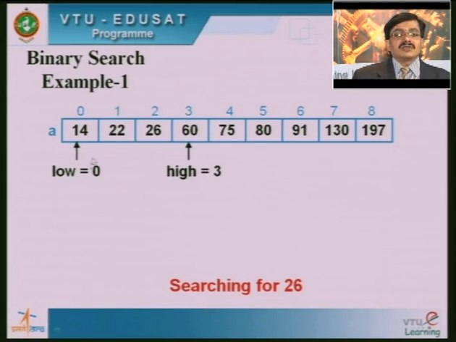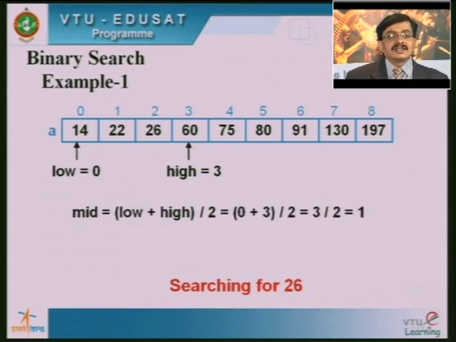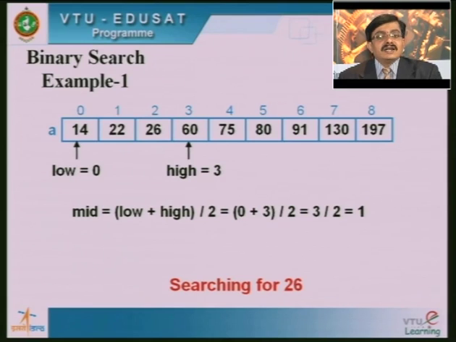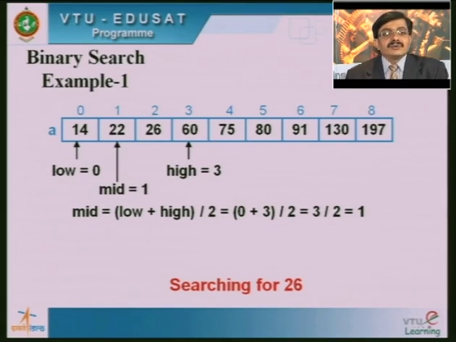Now I am supposed to compute the mid value in this situation. Here again low plus high divided by 2 is the computation which I do for computing the mid value. So mid is equal to low plus high by 2, that is 0 plus 3 divided by 2, it is 3 by 2, and here we get 1.5, but you have to take the integer division, we will take the position 1. So the mid is pointing to the value 22. You can see that 22 is the middle element, among 14, 22, 26 and 60.